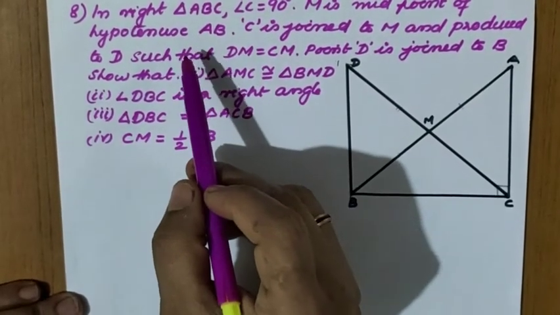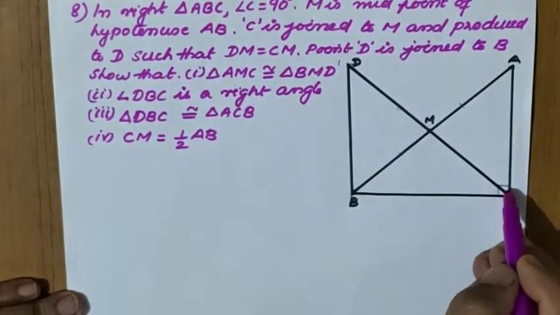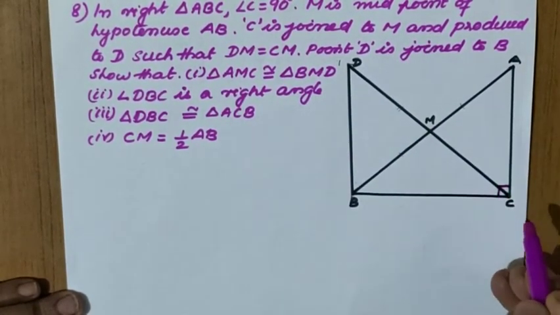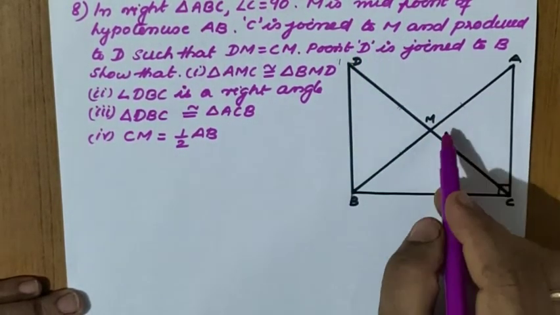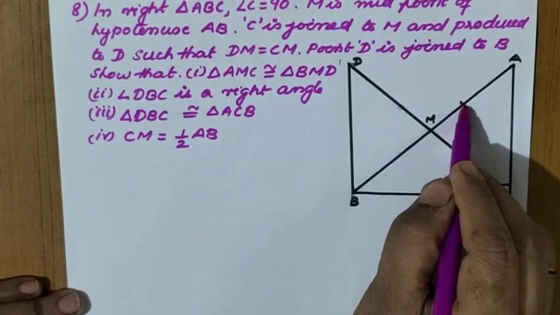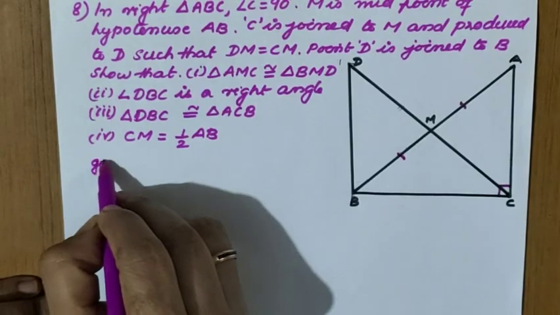Last question from exercise 7.1. In right triangle ABC, angle C equals 90 degrees, which is already given. M is the midpoint of hypotenuse AB. See, hypotenuse AB, M is the midpoint. So that means AM equals BM. So these two we can write in the given part.